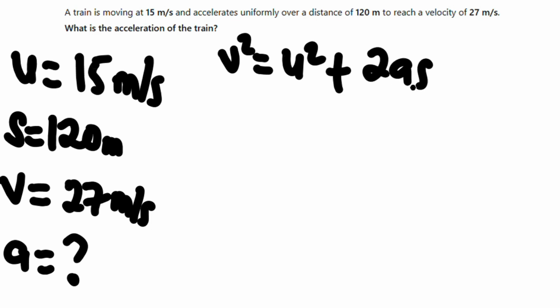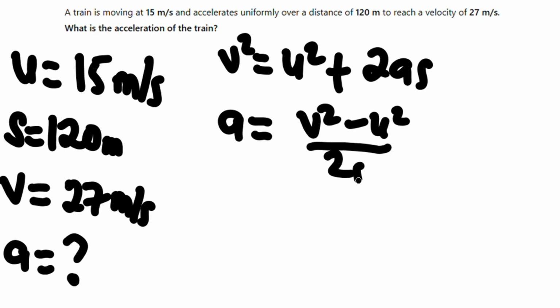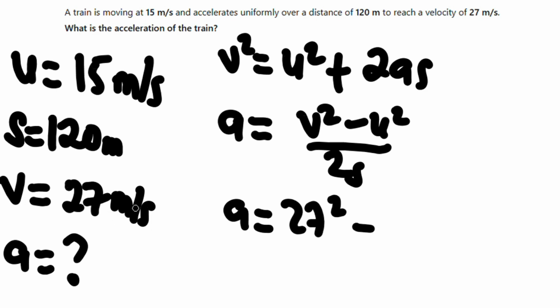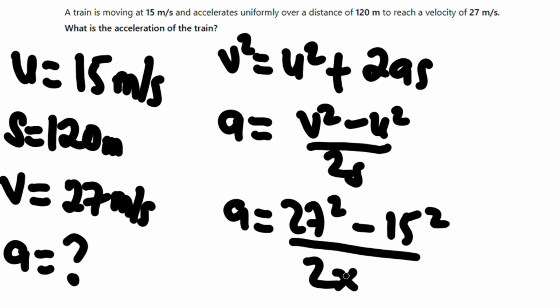So we are looking for a, right? So we need to make a the subject, right? If you make a the subject, a will be equal to v squared minus u squared all over 2s, right? What is v squared? It is 27 squared, minus u squared, which is 15 squared, right? All over 2 times s, and s is 120, right?